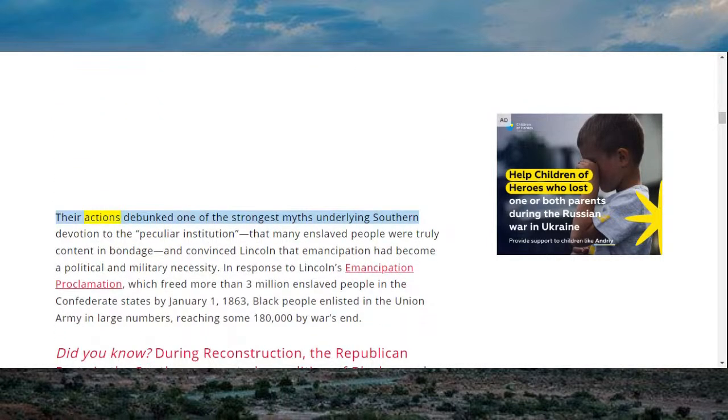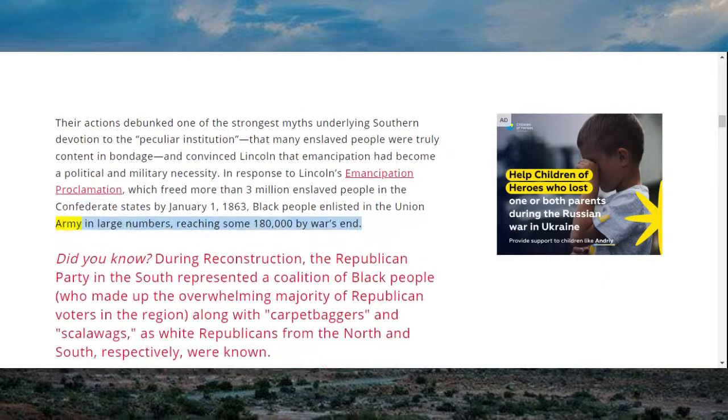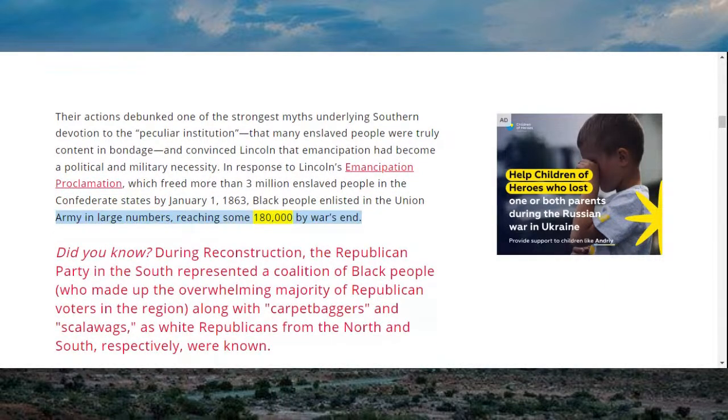Their actions debunked one of the strongest myths underlying Southern devotion to the peculiar institution, that many enslaved people were truly content in bondage, and convinced Lincoln that emancipation had become a political and military necessity. In response to Lincoln's Emancipation Proclamation, which freed more than 3 million enslaved people in the Confederate States, by January 1, 1863, Black people enlisted in the Union Army in large numbers, reaching some 180,000 by war's end.